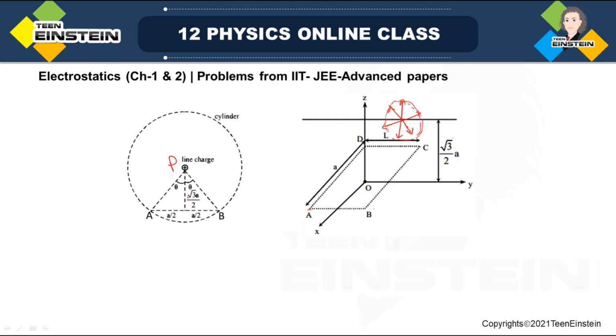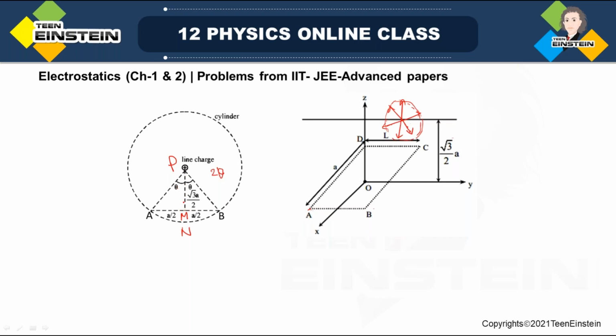So that's why, if you draw this figure, it is now very clear. Suppose this is PM. This arc, A and B, subtends an angle 2 theta at the point on the line charge, and this PM is the perpendicular bisector.